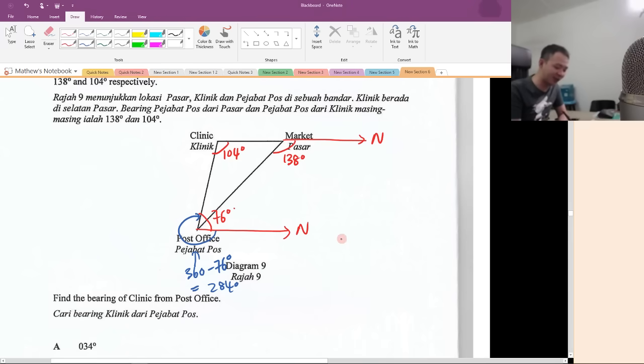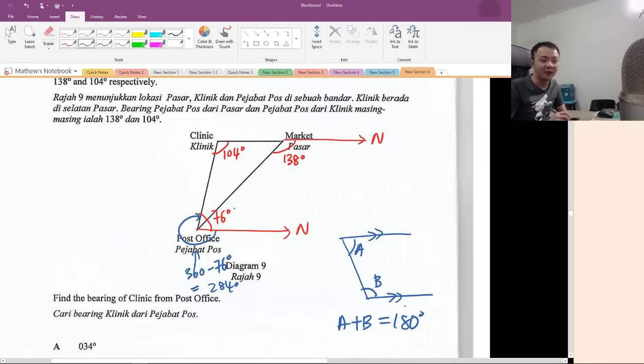Okay, how do I get 76? If these two lines are parallel lines, this angle A plus angle B have to be 180. Alright, this is the internal angle. Both are facing the north, right? Facing the north means they are parallel. So the internal angle will add to 180. So one is 104, 180 minus 104, you should get 76.